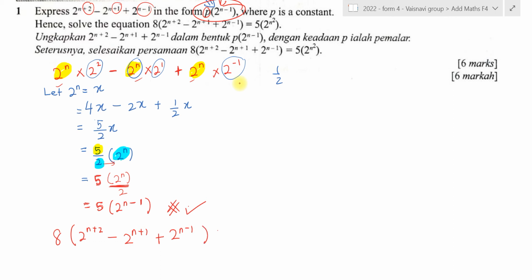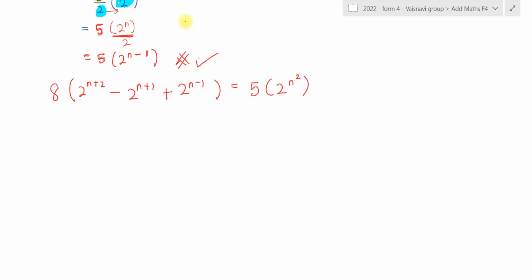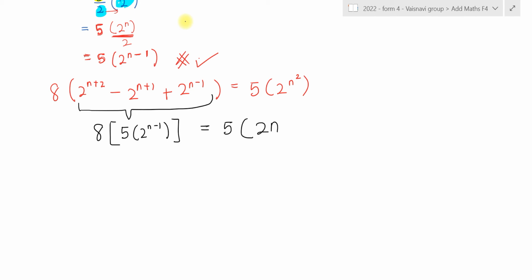Is equal to 5, 2n power 2. No need for anything complicated, this is easy. Just now we expressed this as 5, 2n minus 1, remember? That is just the bracket, inside the bracket. Don't forget you have an 8 outside there, which is equal to 5, 2n power 2.